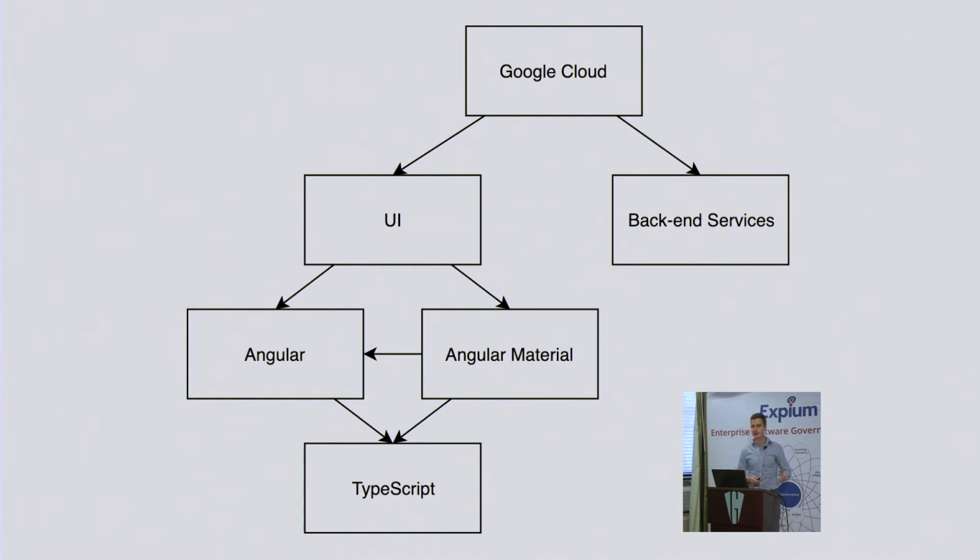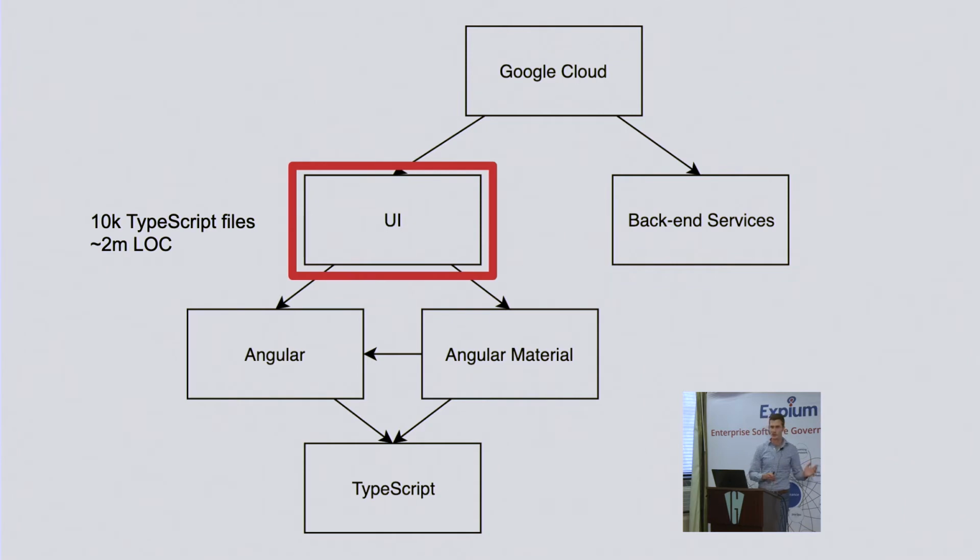We have Google Cloud on top, which has some user interface. It has a lot of backend services. The user interface is consuming Angular and also Angular Material, and both of them depend on TypeScript. If you look at the UI, only the UI itself is, I think, 2 million lines of code. That is a little bit outdated. It is much more right now, but it's quite a lot of source code.